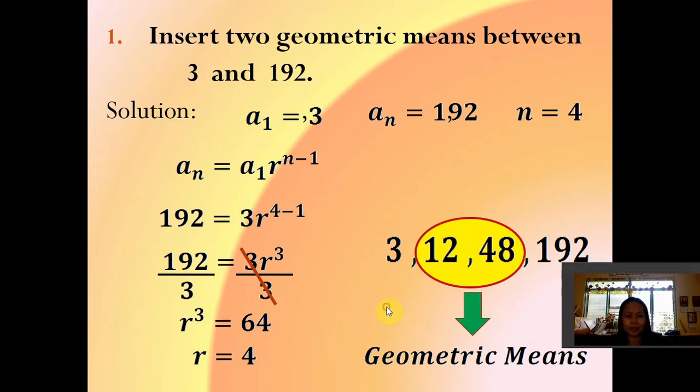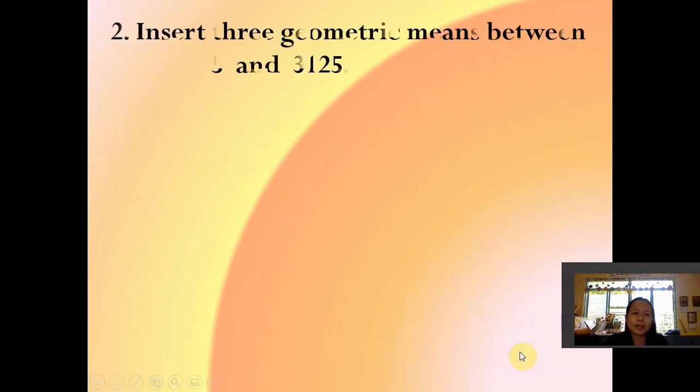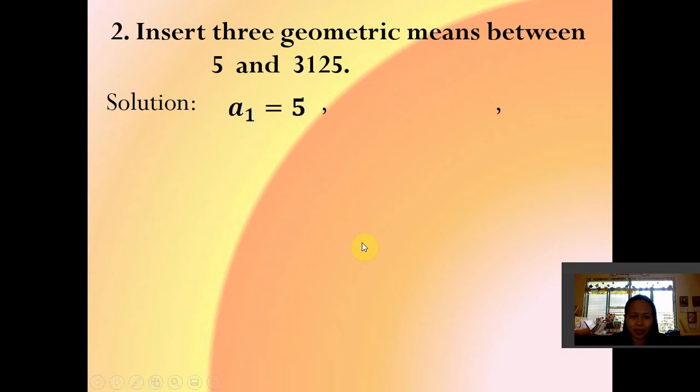Okay, another example. Insert 3 geometric means between 5 and 3,125. Take note, we are going to insert 3 geometric means. Our first term is 5, our nth term is 3,125, and our n is 5. Why is it 5? Since we are going to insert 3 geometric means, 3 terms, and we are given 2 terms, so a total of 5 terms in all. That's why our n is 5.